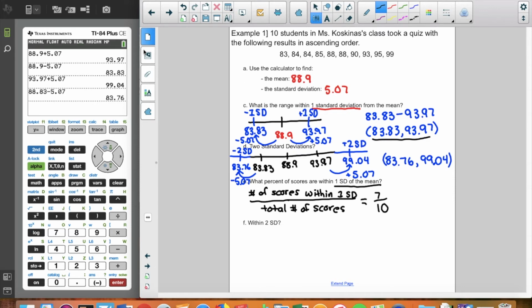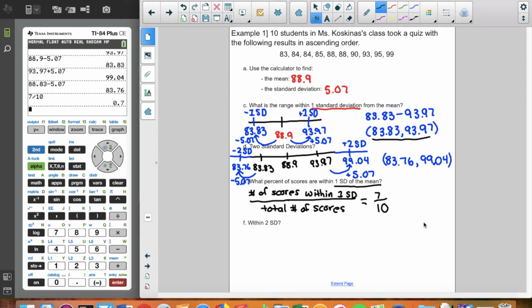If we were to do 7 divided by 10, we get 0.7. Now it asks for a percent, so we need to change this into a percent. You can either move the decimal point or multiply by 100. When you do that, you get 70%. So 70% of our scores lie within one standard deviation.